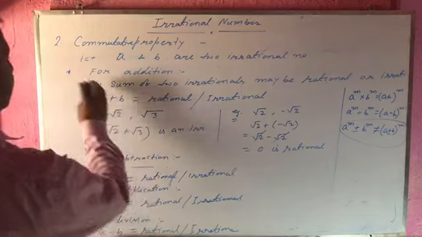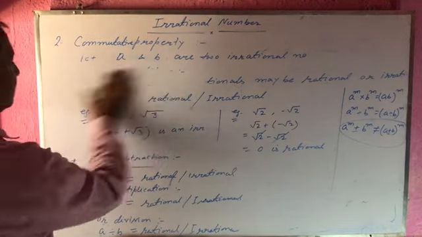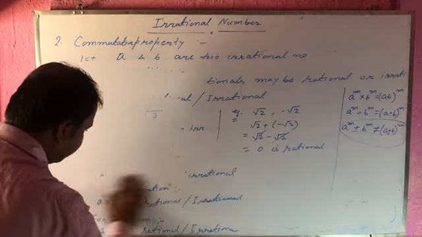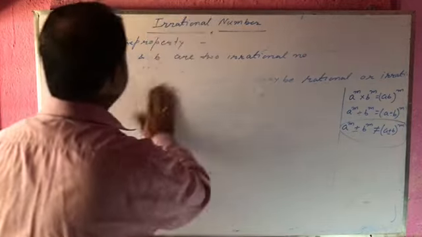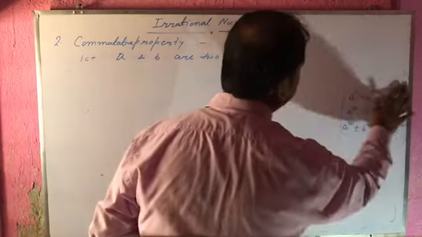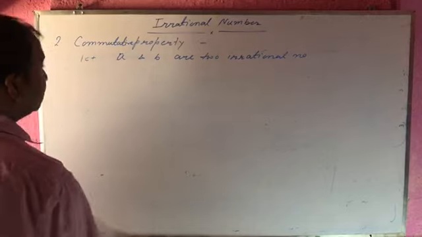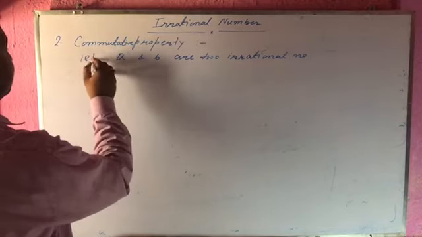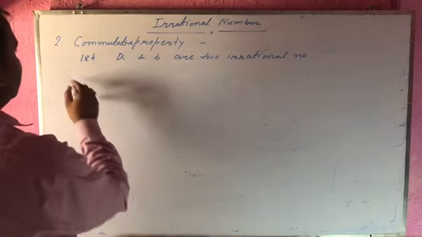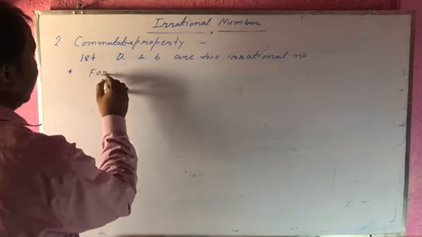Okay, so let's go. Let A and B be two irrational numbers. Number one, for addition.